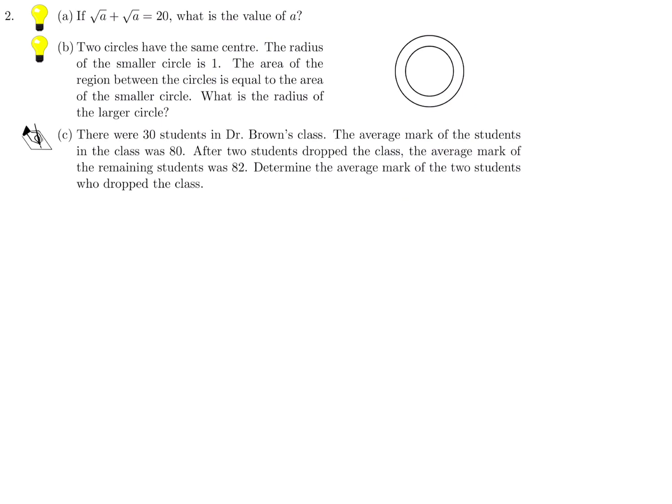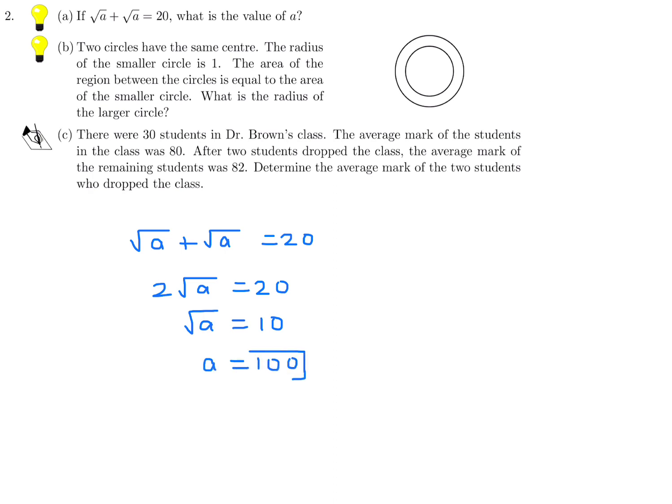If the square root of a plus the square root of a is 20, what is the value of a? Square root of a plus the square root of a is 20. So the left side becomes 2 times the square root of a is 20. Divide through by 2, and we get square root of a is 10. Square both sides, and we get a is equal to 100.